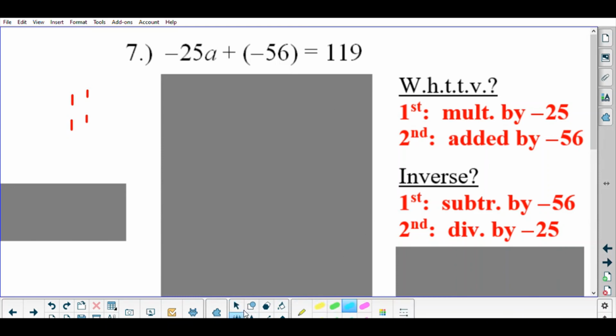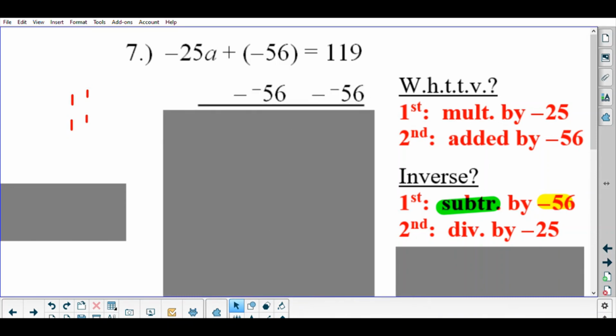So let's see. Did you do the first inverse first, which was to subtract by negative 56? And I talked about this before. Do you have a slash for subtracting? And then do you have the other slash to show the negative 56? Now, yours probably doesn't look like that anymore. You probably already made subtraction become adding the opposite. So that's going to become adding positive 56 and over here adding positive 56. Hopefully you have it lined up properly underneath.